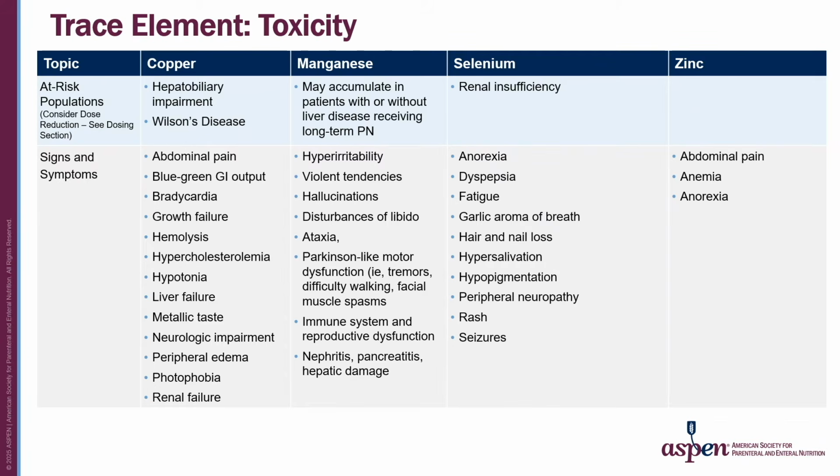Toxicity can be associated with selenium in patients with renal insufficiency, with the exception of those who are receiving continuous renal replacement therapy, which is more likely to be associated with a deficiency. And signs and symptoms include anorexia, dyspepsia, fatigue, gallic aroma of the breath, hair and nail loss, hypersalivation, hyperpigmentation, peripheral neuropathy, rash, and seizures. And finally, signs and symptoms of zinc toxicity include abdominal pain, anemia, and anorexia.